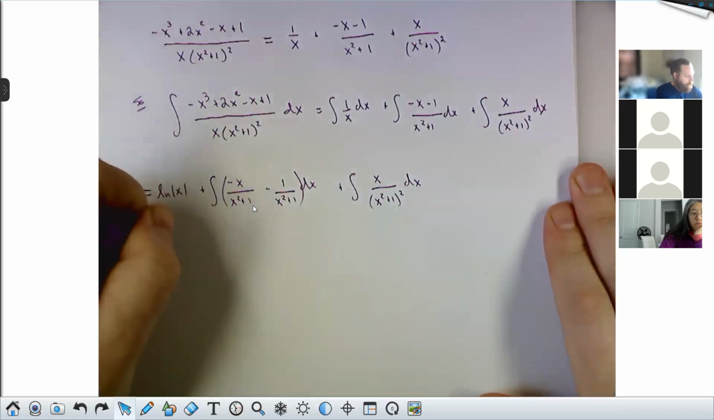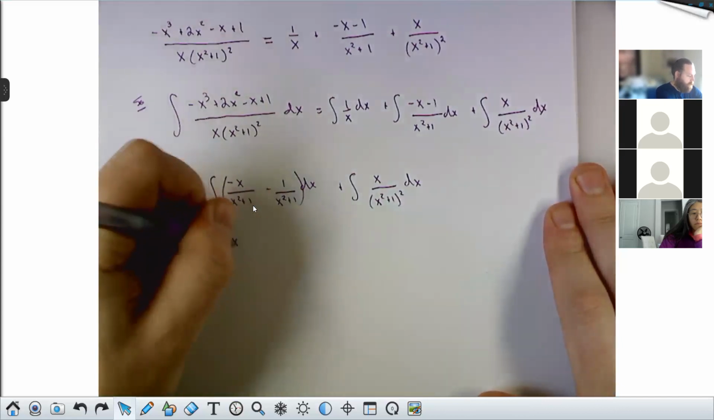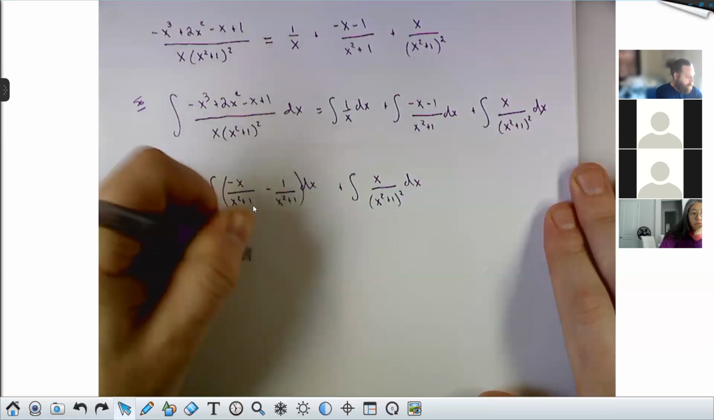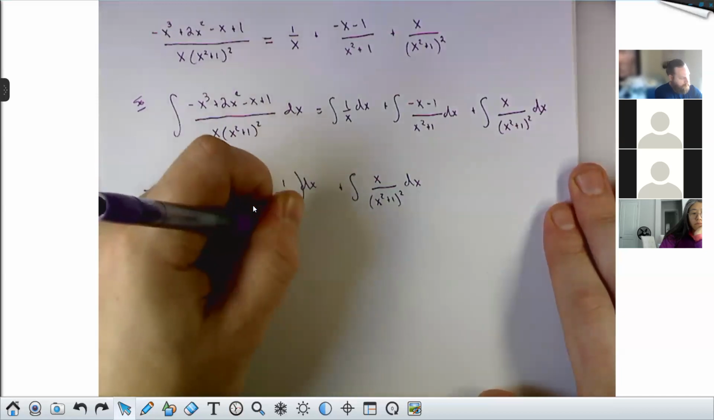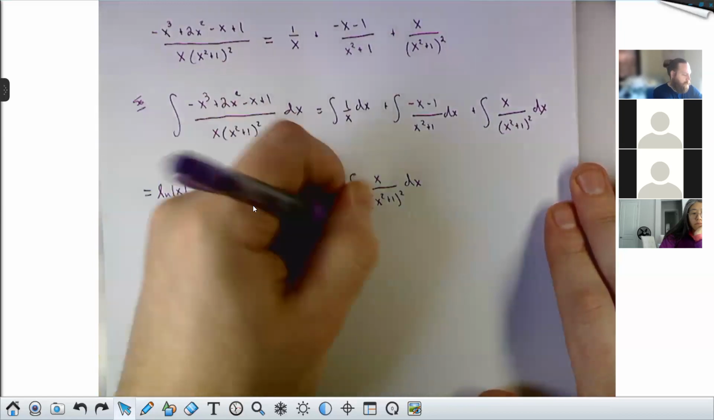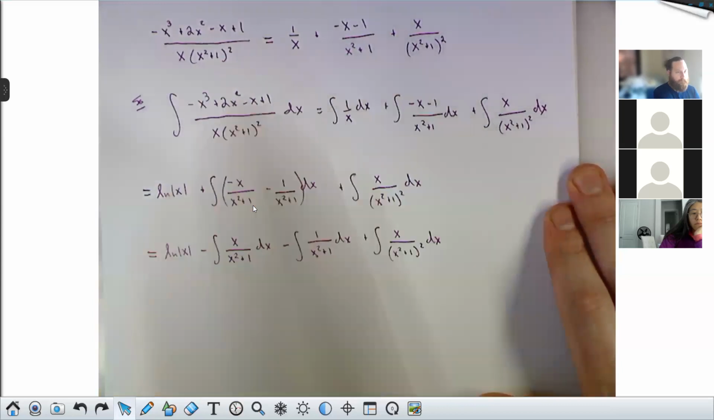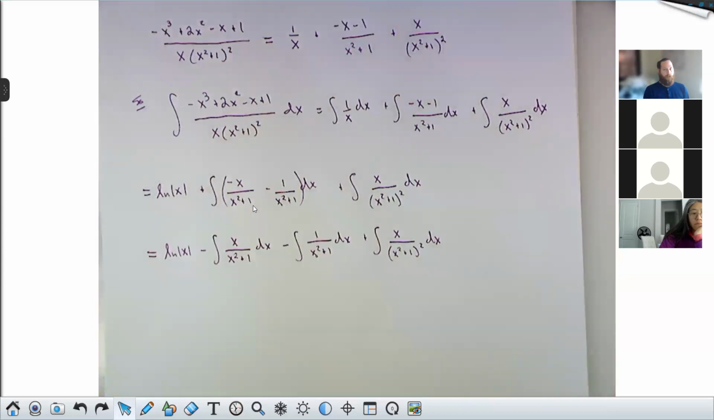Maybe I'll go ahead and just write out the next step where we actually split up this integral. This would be minus integral x over x squared plus 1 dx minus the integral of 1 over x squared plus 1 dx plus the integral of x over quantity x squared plus 1 squared dx. The second and the fourth thing require the same trick. It's a little substitution.